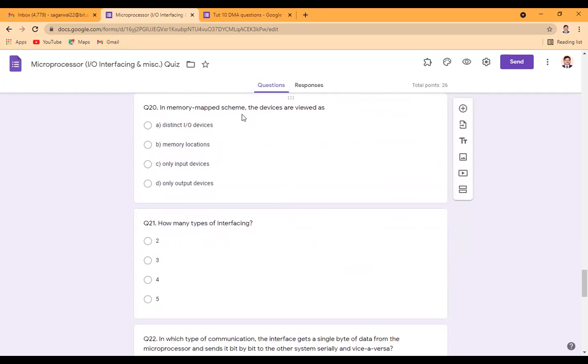In memory mapped scheme, devices are viewed as. Device means we talk about the peripheral device.